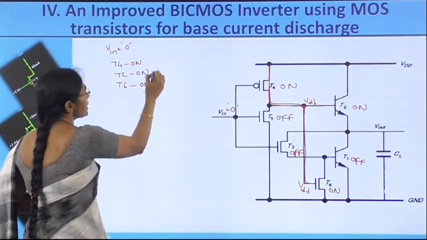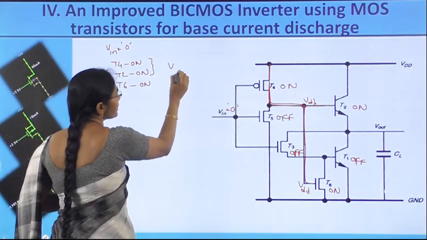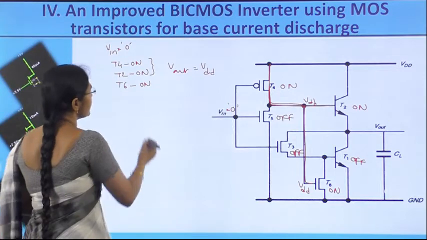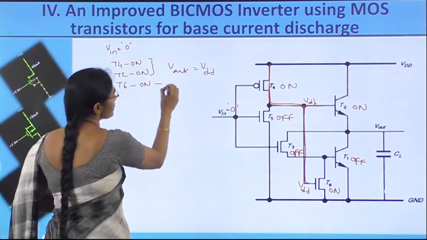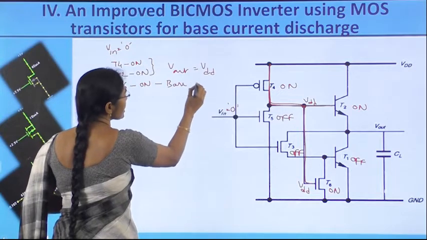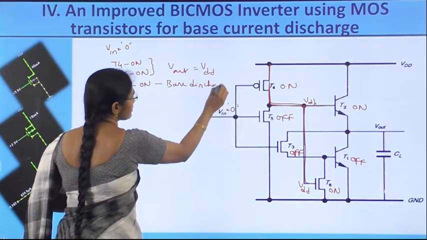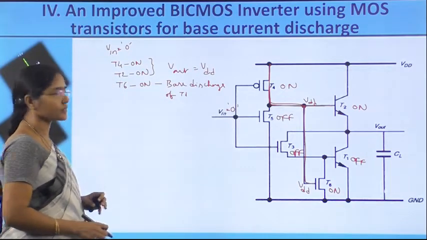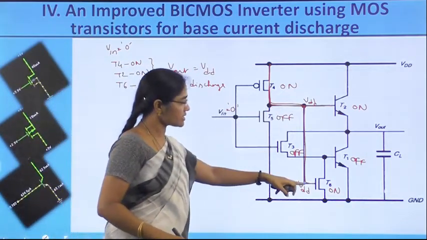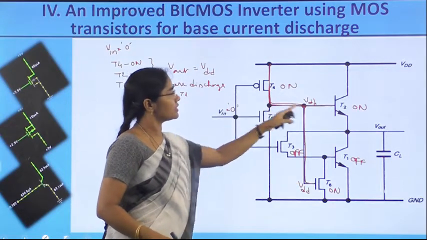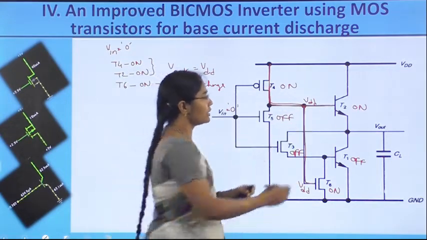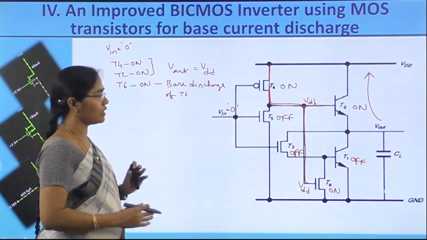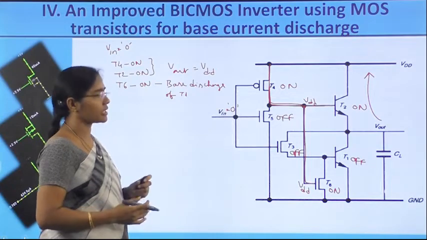This T4 and T2 transistors are on to make the Vout equal to VDD, and T6 transistor is on to make the base discharge of T1 transistor. So base discharge of T1 transistor there, and because of T4 and T2 on, output is having the charge path, so output is equal to logic high. So output is having the full swing.